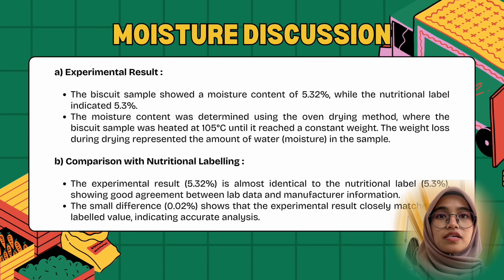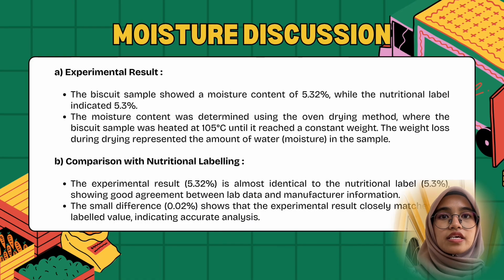Next, for this part of our analysis, we focus on determining the moisture content of the biscuit sample. Our experimental results show that the biscuit contains 5.32% moisture, while the nutritional label provides a manufacturer-stated 5.3%. To obtain this value, we used the oven drying method, which is a common and reliable technique for measuring moisture content in food products. In this method, the biscuit sample was heated in an oven at 105 degrees until it reached a constant weight. The idea behind this procedure is simple.